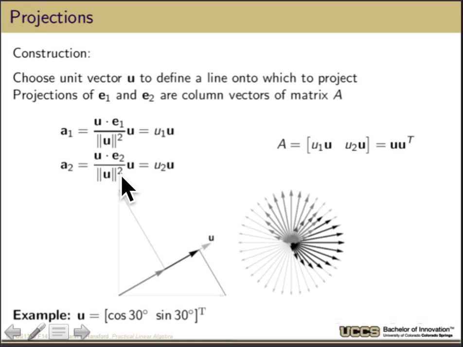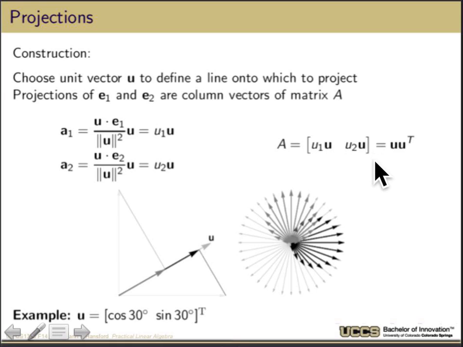The second column, U dot E2 divided by the magnitude of U squared, times U, gives us this value of U2. Okay, so this matrix now will project any vector onto the vector U.